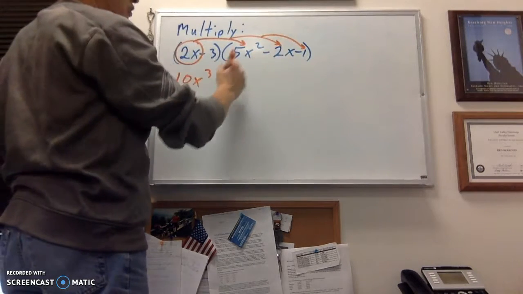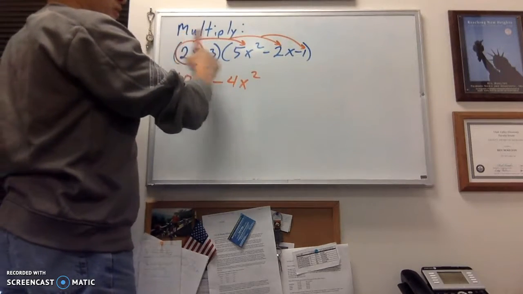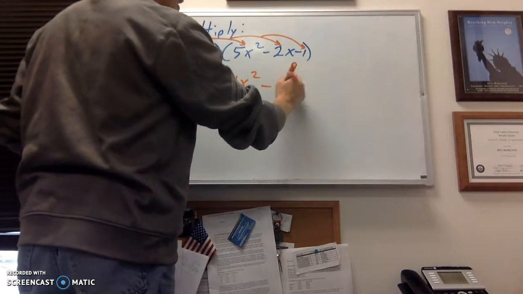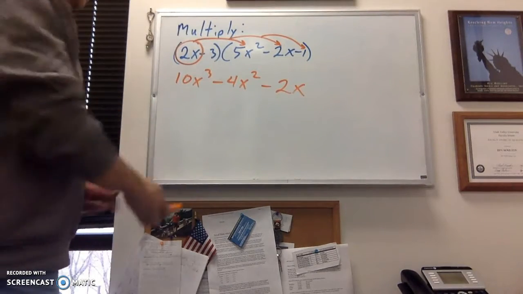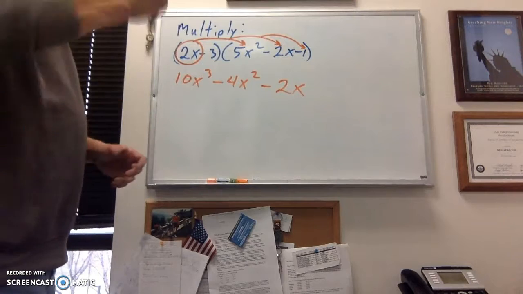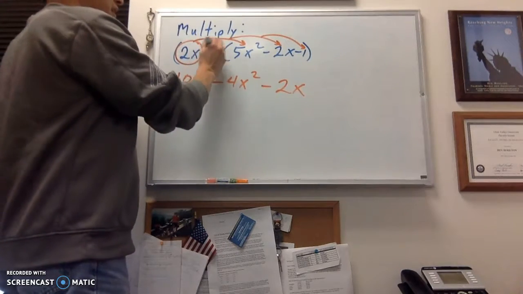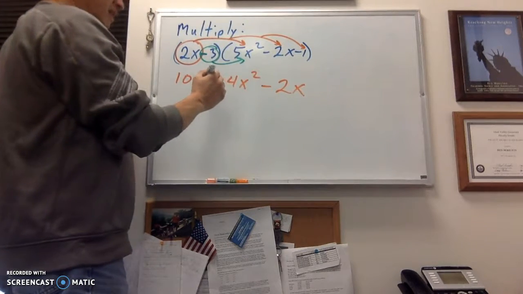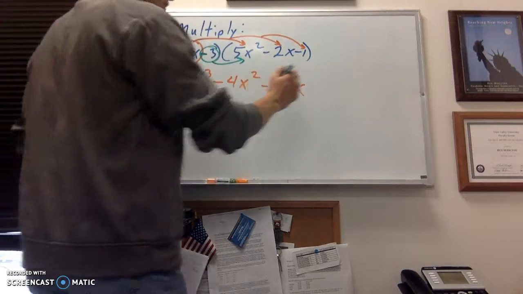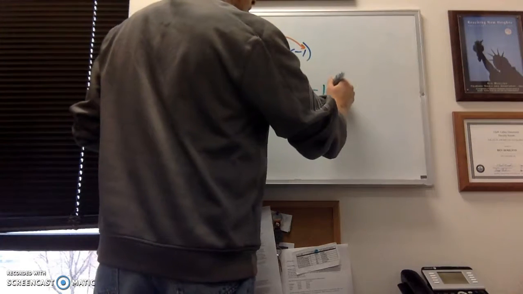2x times a negative 2x is a negative 4x squared. 2x times a negative 1 is a negative 2x. And that'll take care of it for that first term. Switching colors here. This was a minus, so I've got a negative 3 times the 5x squared. That's going to be a negative 15x squared.